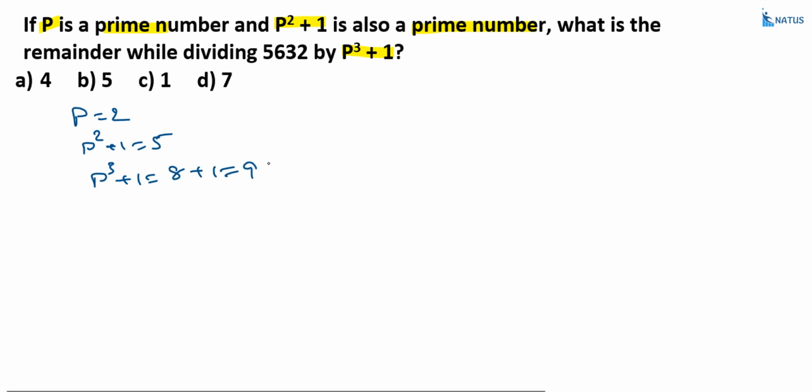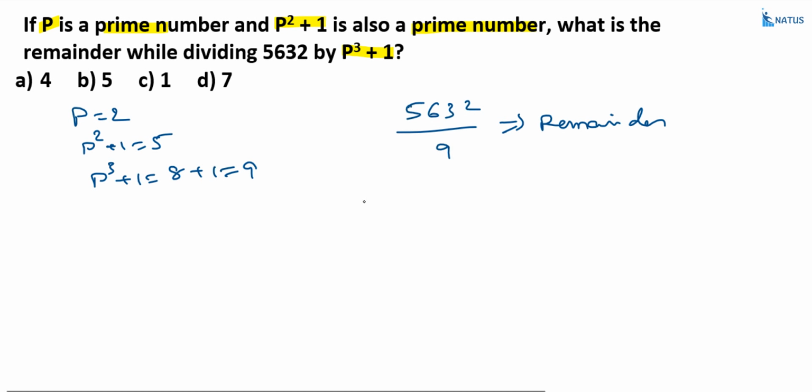Now what we require: if you divide 5632 by 9, we require the remainder. What is the remainder? Either you divide this number by 9 or another possibility is there. What is the divisibility property of 9? The sum of the digits is exactly divisible by 9 or not.